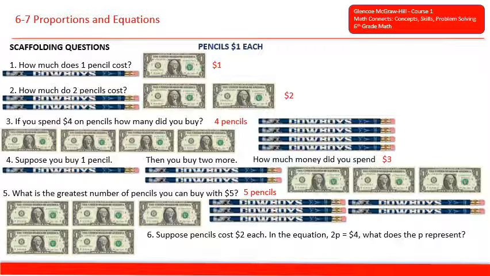Suppose pencils cost $2 each. In the equation, 2p equals $4. What does the p represent? The number of pencils.